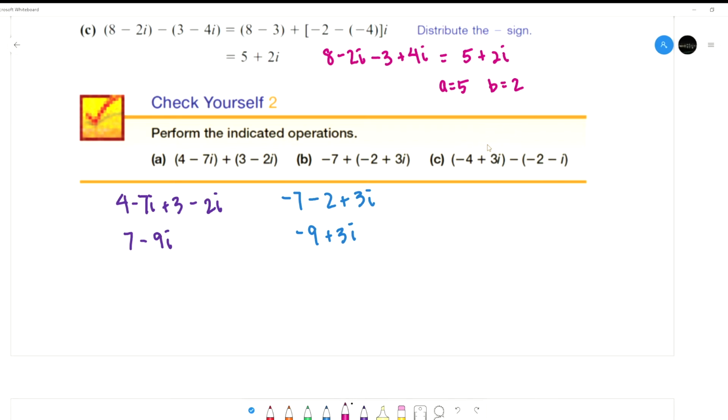All right, remove parentheses here. This is just negative 4 plus 3i. You have to distribute this negative. So this is plus 2 plus i. So the real part, negative 4 plus 2 is negative 2. 3i plus i is 4i. There you have it.